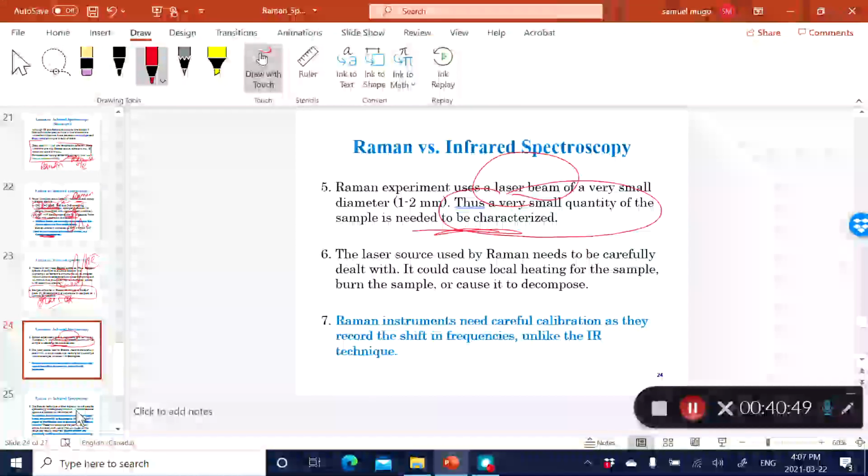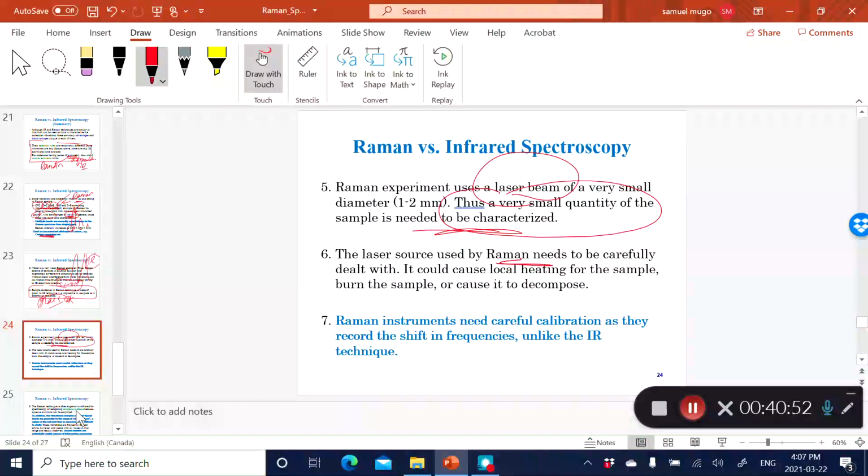Now, one big challenge with Raman, because you're using a laser, is that you tend to have issues with sample overheating, because of course the sample is going to absorb the radiation from the laser. And if the sample is thermally unstable, lasers can also degrade the sample, which is a problem. So you always have to worry about overheating or decomposing your samples when you're doing Raman spectroscopy.